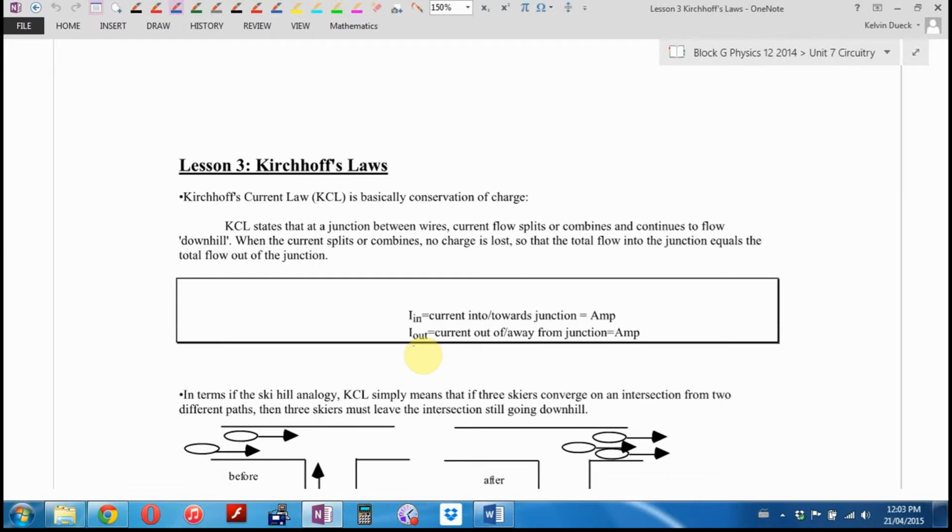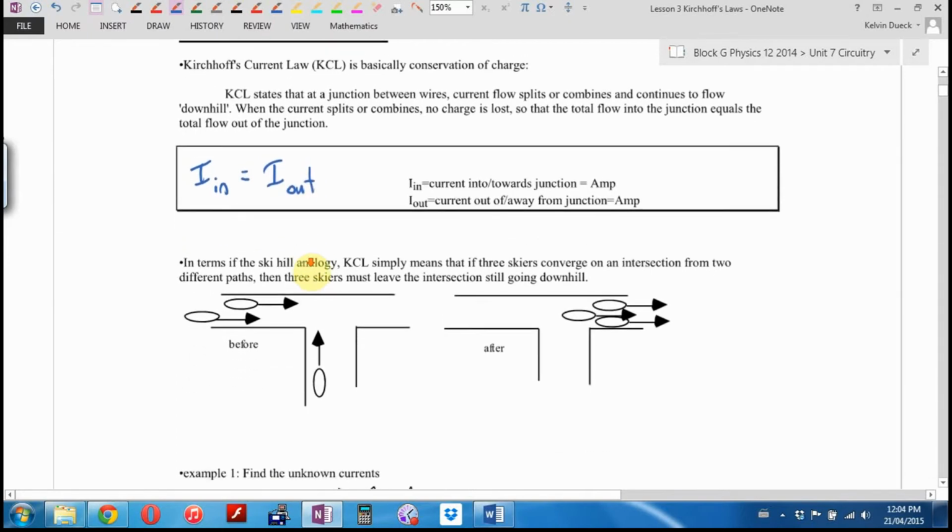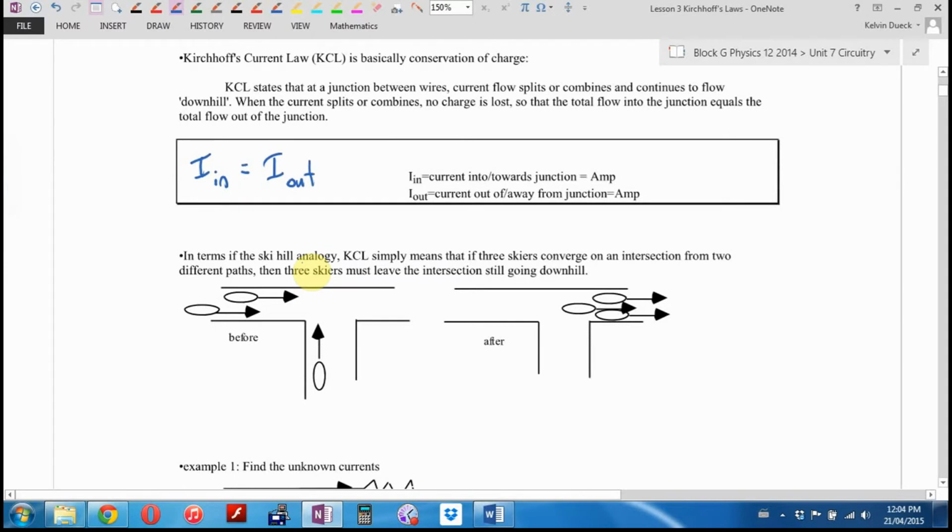That's illegal. It says that at any junction between wires, current flow splits or combines and continues to flow downhill. When the current splits or combines, no charge is lost, so the total flow into the junction equals the total flow out of the junction. That seems very confusing. It's not. What we really say is this: any current in equals any current out. That seems confusing. It's not. It's easier to show you in a picture. A picture is worth 1,000 words.